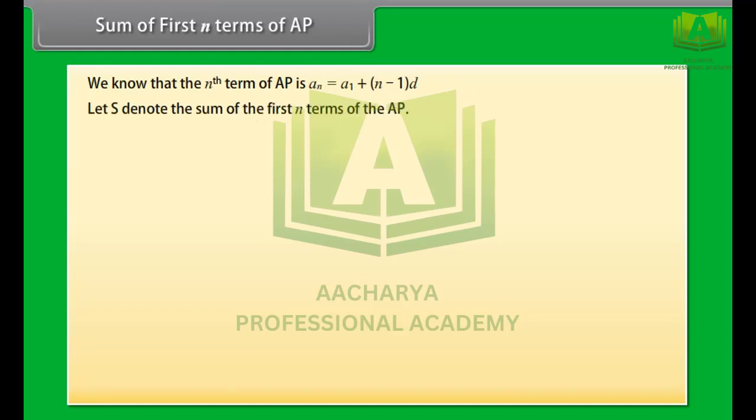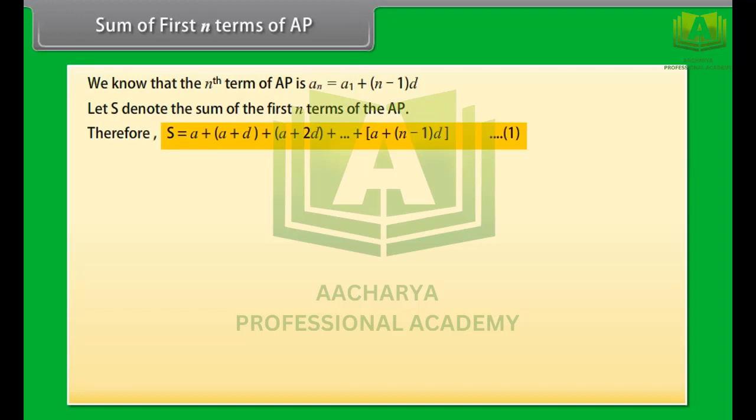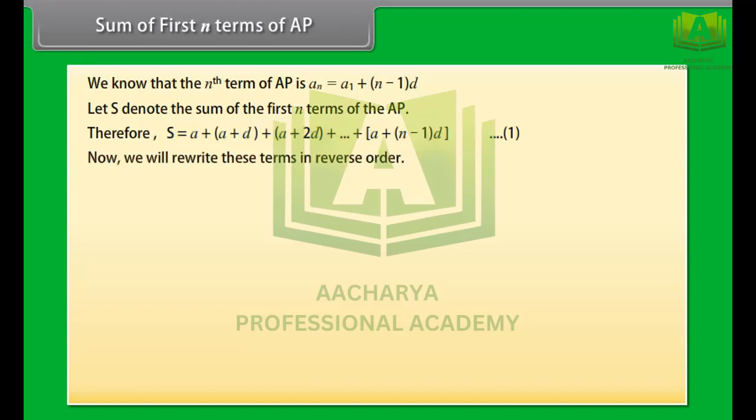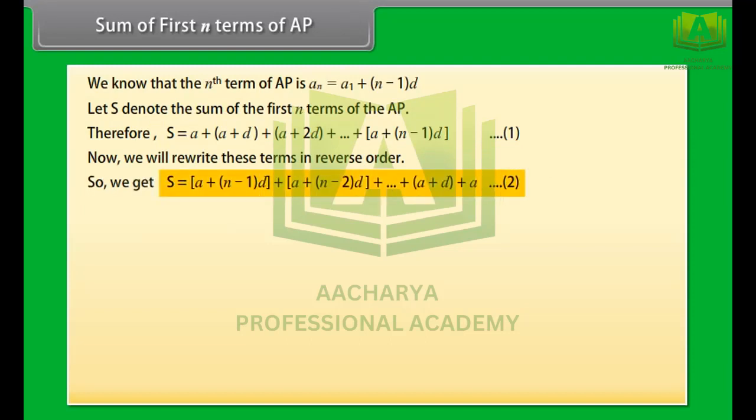Let S denote the sum of the first n terms of the AP. Therefore, we have S is equal to a plus (a plus d) plus (a plus 2d) plus so on plus (a plus (n minus 1)d). Mark it as equation 1. Now we will rewrite these terms in reverse order. So we get S is equal to (a plus (n minus 1)d) plus (a plus (n minus 2)d) plus so on plus (a plus d) plus a. Mark it as equation 2.